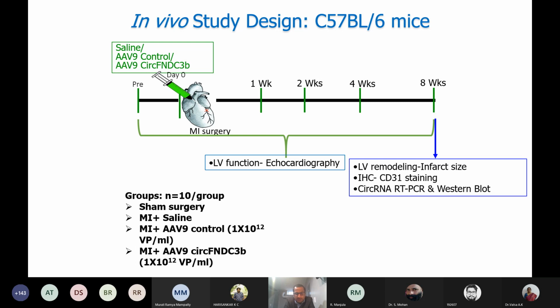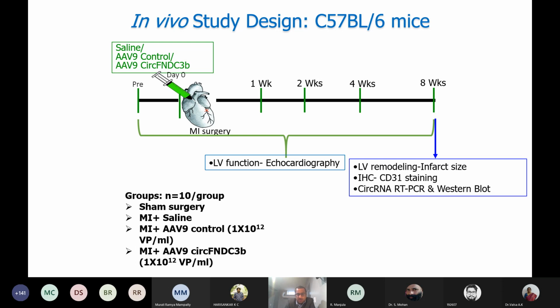So the next thing we asked is, I know that's great that when we are overexpressing this circular RNA, the in vitro system is working well, but we were more interested to see the physiology and understand what's happening when we inject them into the animal hearts. So this is more exciting for us. Since we had encouraging in vitro data, we wanted to move ahead into in vivo work.